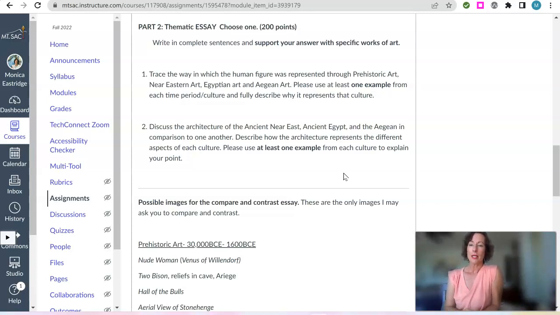For that final thematic essay, I am not expecting a huge intro paragraph and a huge conclusion. You can just say something like, I am about to write now about how the human figure looked in the cultures that we have discussed in class. That can be enough of an intro. Go into your paragraphs with your different works of art that are examples, and then maybe end with something like, so as you can see, the human figure really developed in different ways through the eras of our class that we've learned so far.